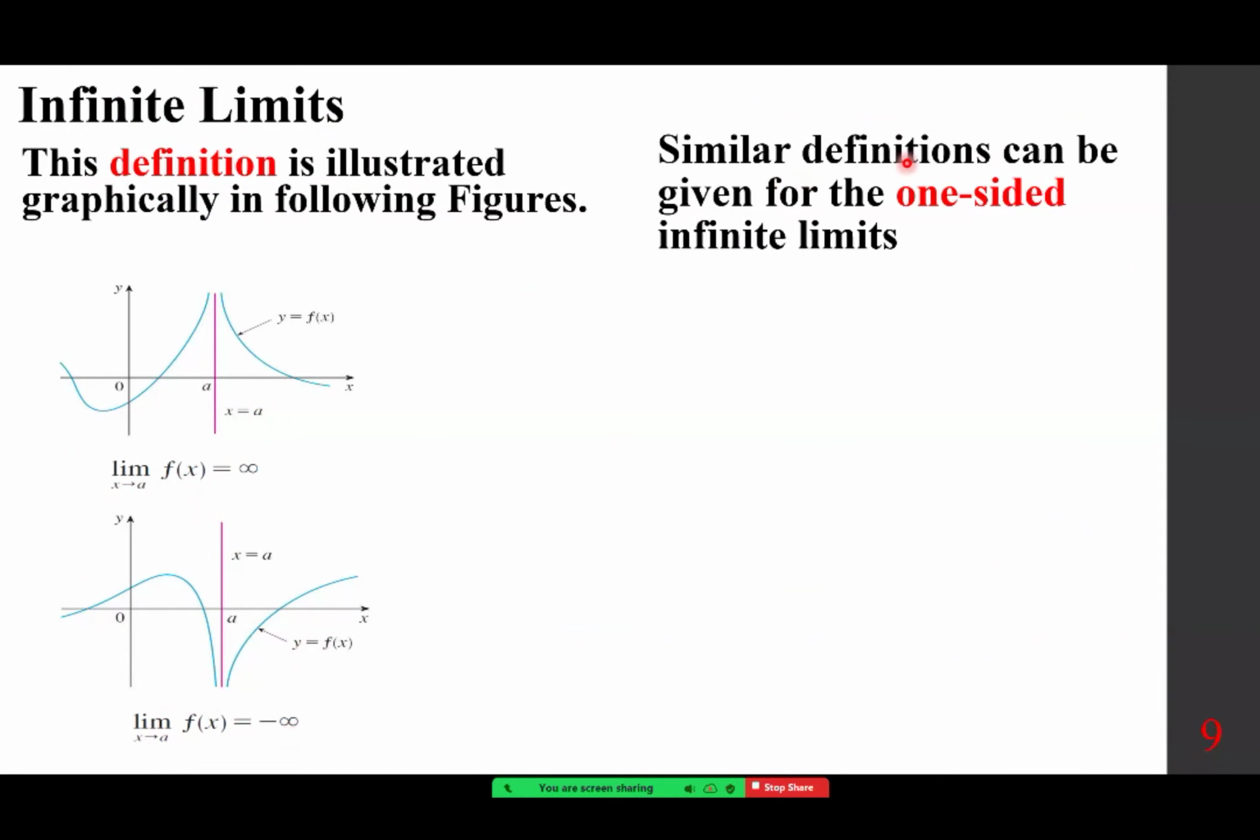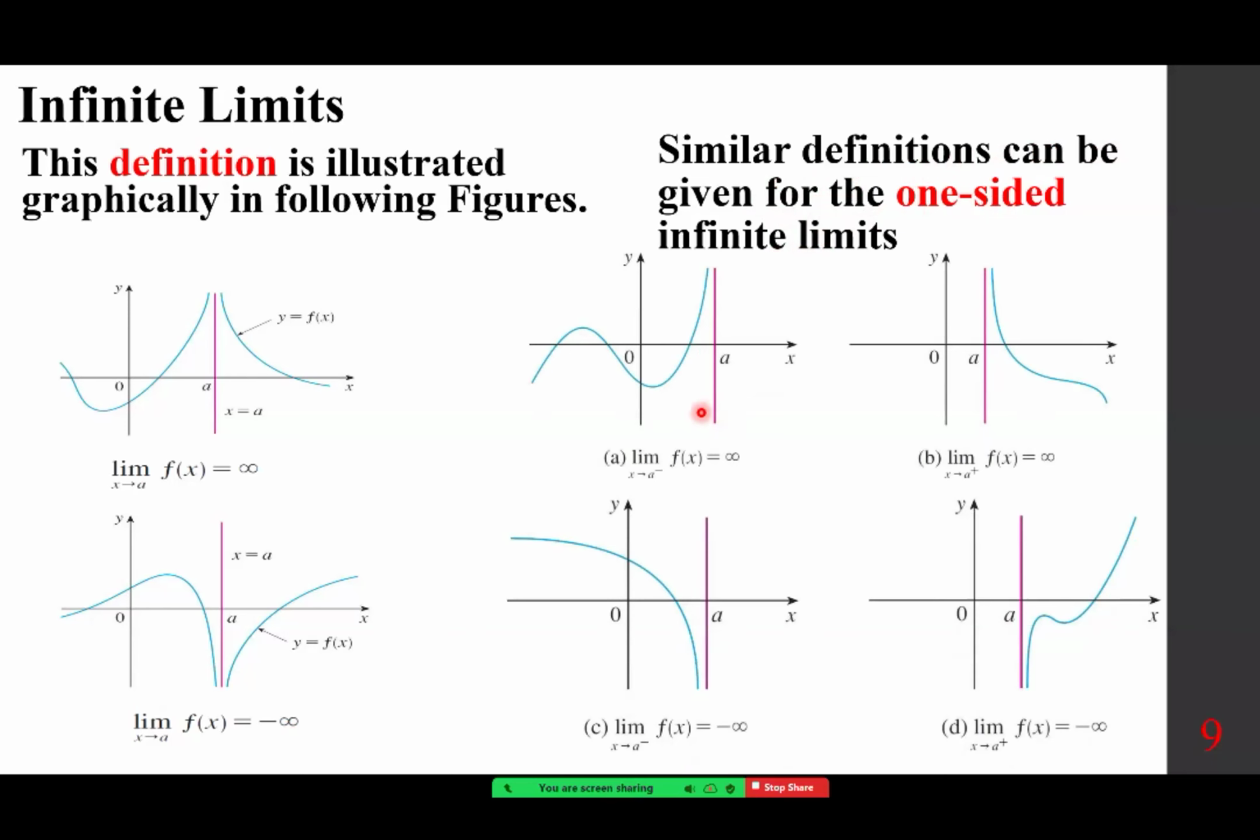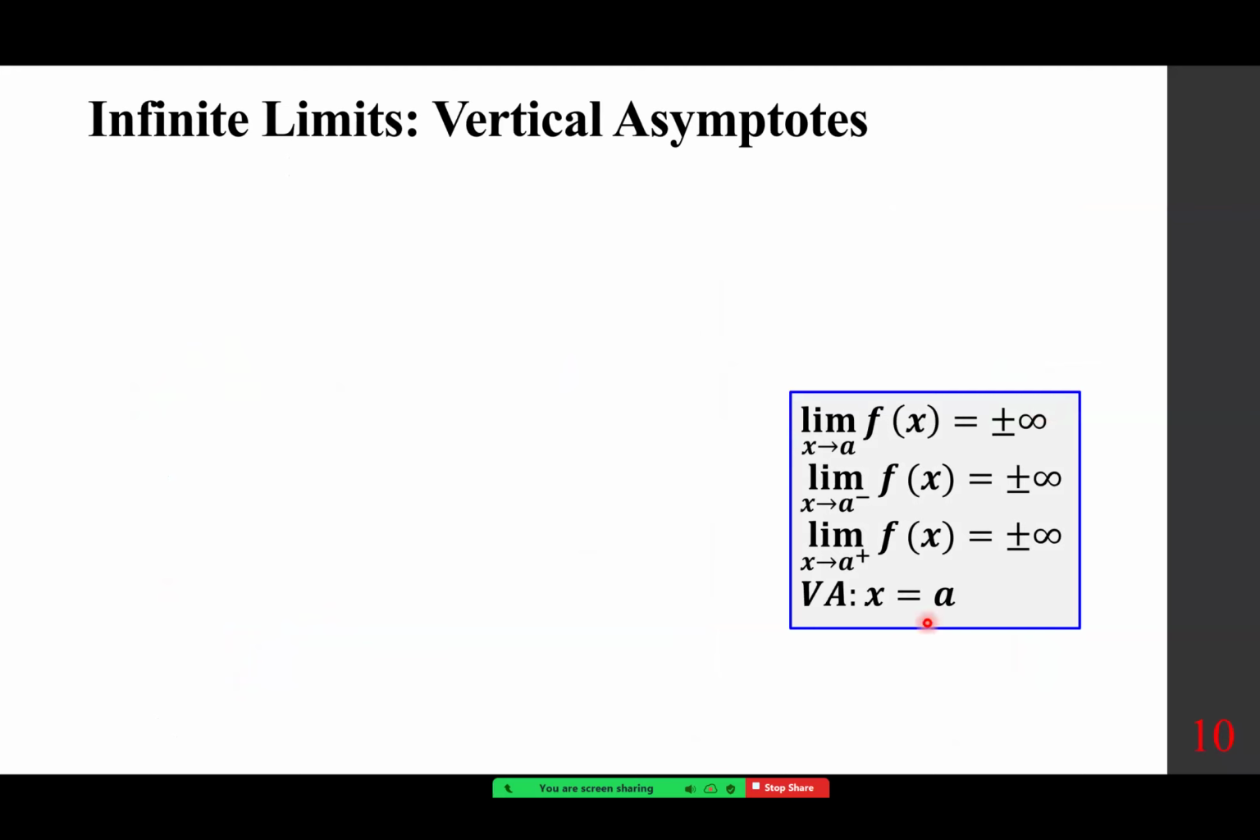Similar definitions can be given for the one-sided infinite limits as follows. If you look at this one, the limit of f of x as x approaches a from the left is infinity. In this case, as x approaches a from the right is infinity. For this one, the limit of f of x as x approaches a from the left is negative infinity, whereas in this case, the limit of f of x as x approaches a from the right is the same thing, negative infinity. And the concept of one-sided limit gives rise to the definition of a VA.